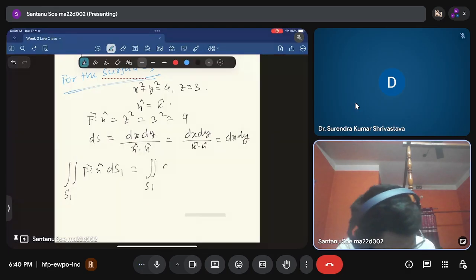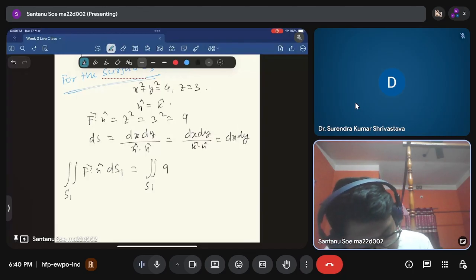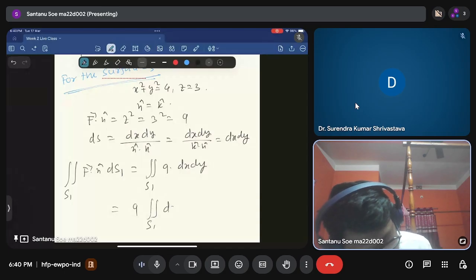This is just n into the double integration over S1 of dx dy, and this is just n into the area of S1, which is the same as the area of the circle x square plus y square equals to 4. So this is just n into pi into 2 square. So this is 36 pi.